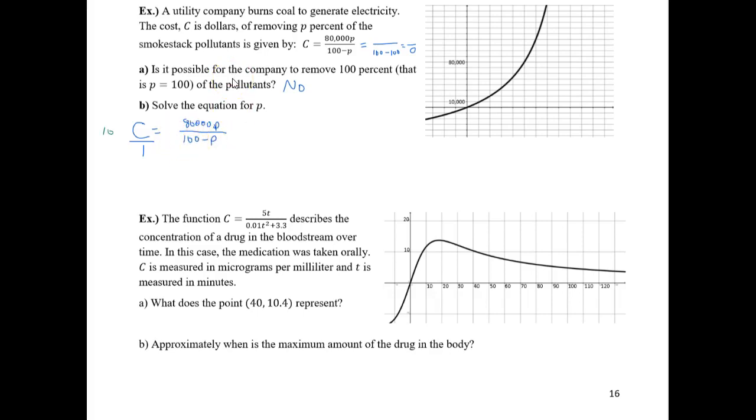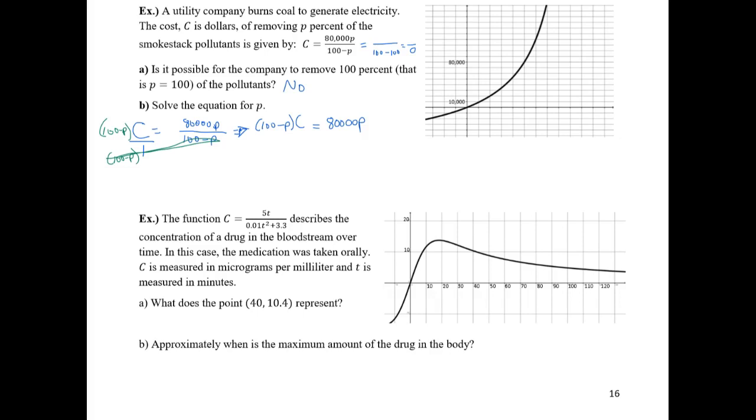We still want to make them common. So I'm going to multiply by 100 minus P on that left-hand side. So now they have a common denominator. I can clear out my denominators and look at what's left. On the left-hand side, I have 100 minus P times C. And on the right-hand side, I have 80,000 P.